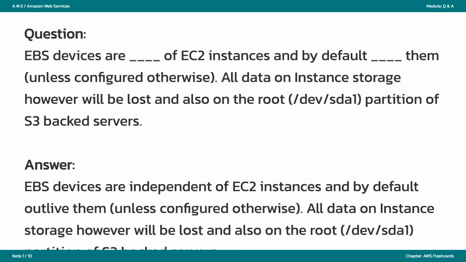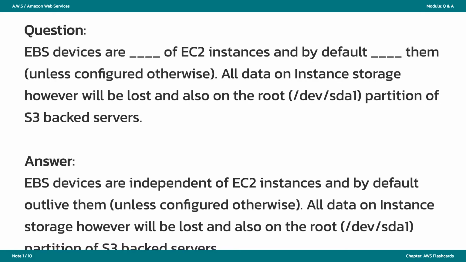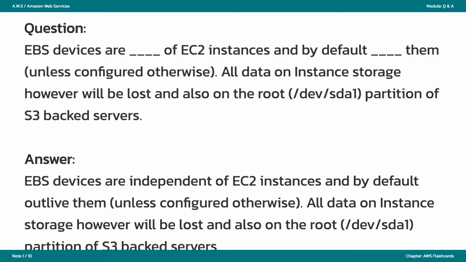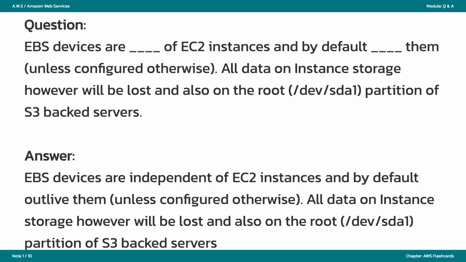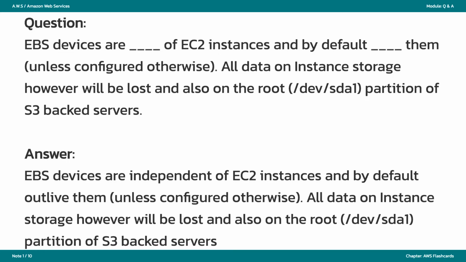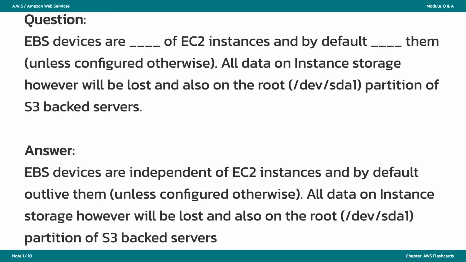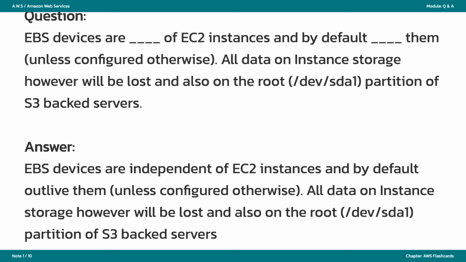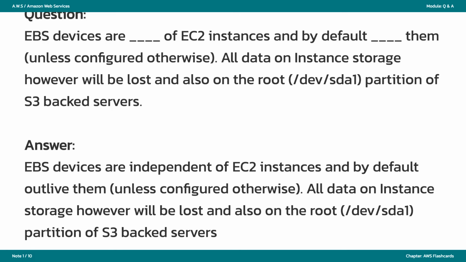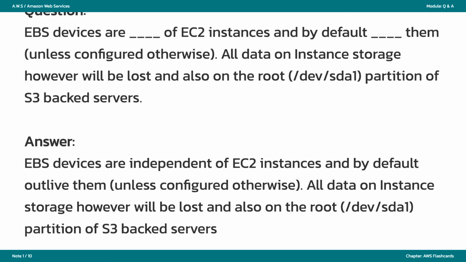Question: AWS devices are dash of EC2 instances and by default dash them, unless configured otherwise. All data on instance storage however will be lost, and also on the root /dev/sda1 partition of S3 backed servers. Answer: AWS devices are independent of EC2 instances and by default outlive them, unless configured otherwise. All data on instance storage however will be lost, and also on the root /dev/sda1 partition of S3 backed servers.